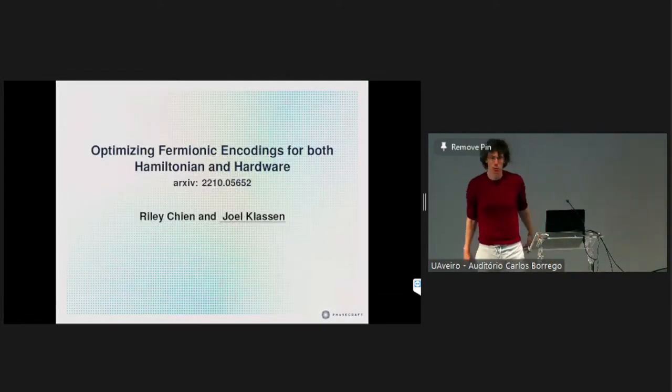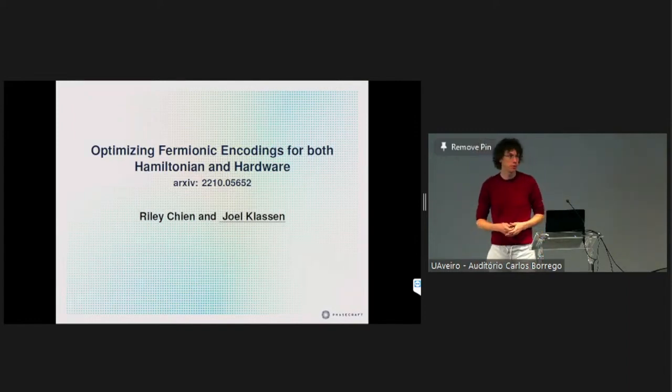Hi, I'm Joel. So I'm going to talk to you about a project that I did with an intern we had at Facecraft named Riley. And the goal of the project was basically just that. We'd been working on trying to build these fermionic codes for various applications. And we realized it was a bit of a pain to continue to build these things by hand. It seemed like there should be a way of automating this process. And so what we wanted to do was figure out how to do that.